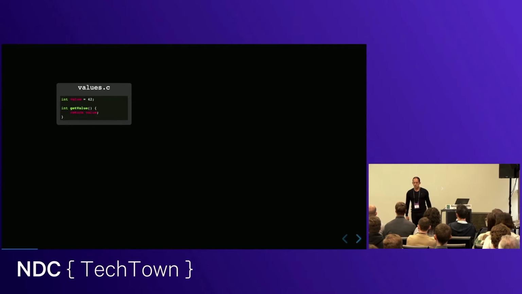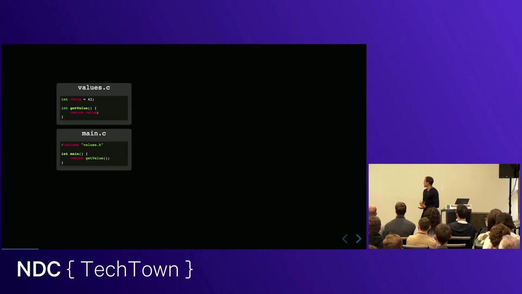So very simple stuff. I also have main.c, which just includes values.h to get to the declaration of getValue that we just assume exists somewhere. And main just calls getValue and returns. So this program should then just exit with 42.